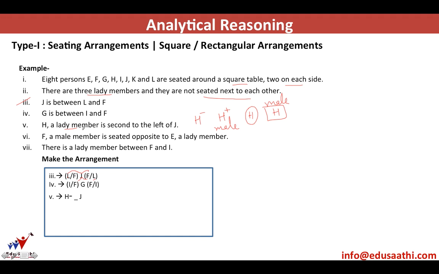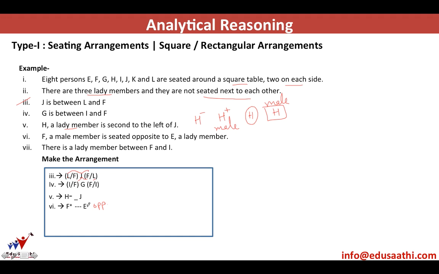So this H, a lady member, is second to the left of J. So wherever J is sitting, second to his left is H, a lady member. This is an empty space which will be filled by any of the other members. Sixth says F, a male member. So we know the gender of F also. F is seated opposite E, a lady member. So these are not 3 places, but a straight line, and F and E are opposite to each other.